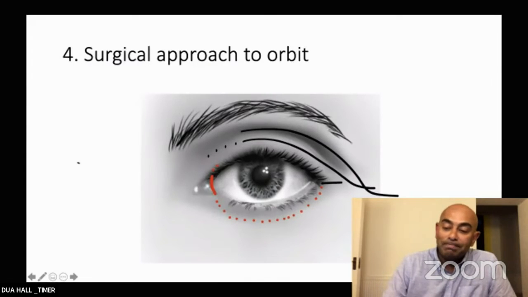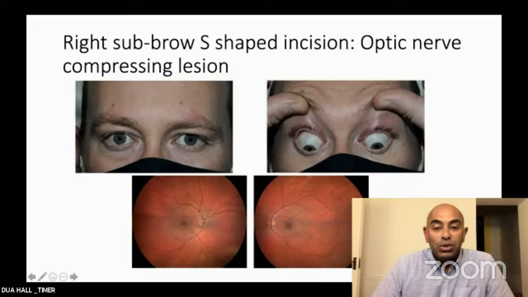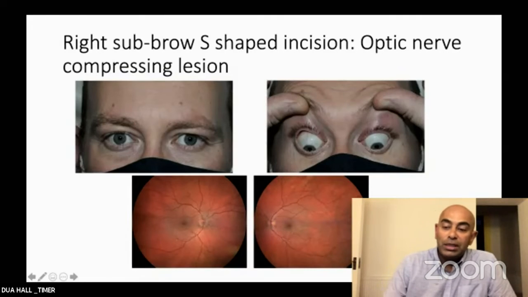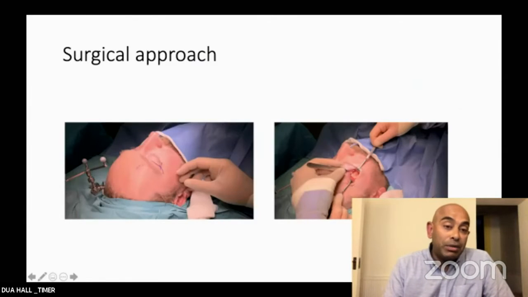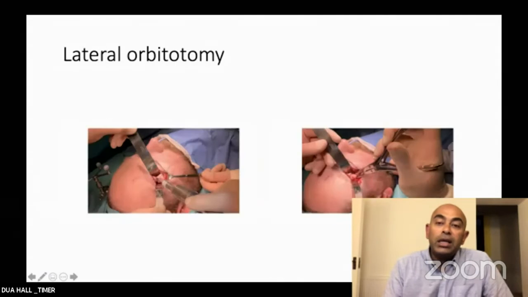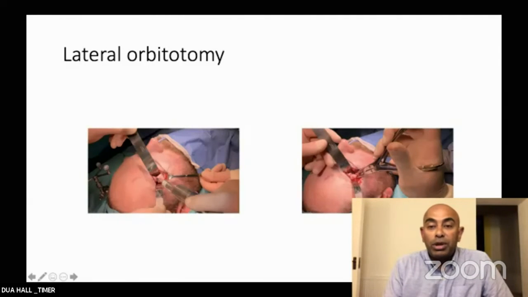This is a patient who is losing vision in his right eye with proptosis, secondary to an unusual lesion which is wrapped around the right optic nerve. S-shaped subbrow incision is done. As the tumor is laterally located, it gives good exposure of the lateral wall, and a lateral orbitotomy is performed.